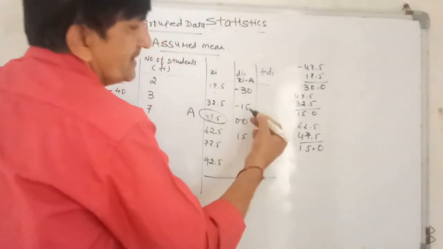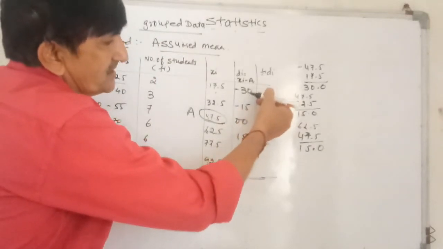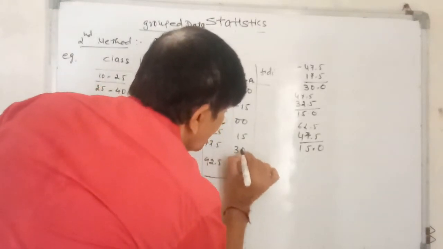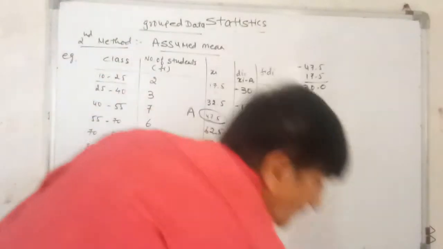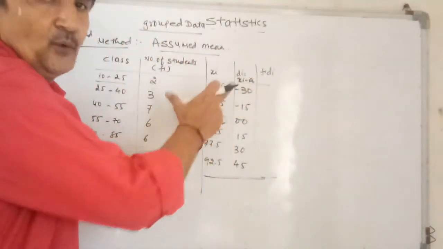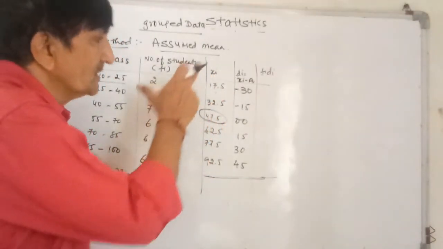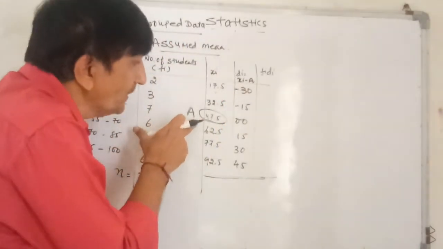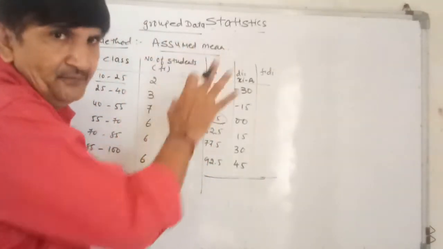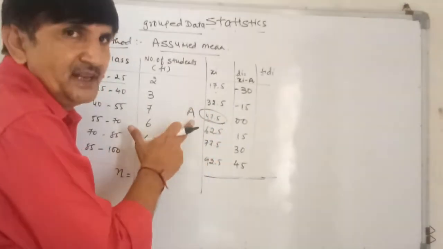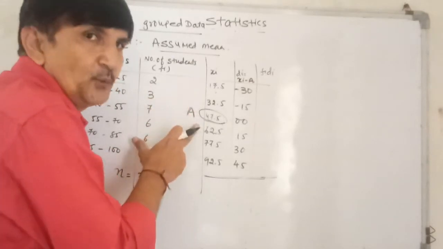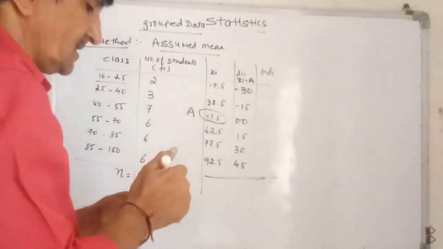Similarly, we can see that this is a pattern: minus 30, minus 15, 0, plus 15, then plus 30 and plus 45. Clear? So basically, how to find di? The formula is xi minus a. These are the xi, and a we have assumed as 47.5. Any number you can assume, first one, last one, anyone. I am just selecting the mid value. So xi minus a, 17.5 minus 47.5, is minus 30. Clear?